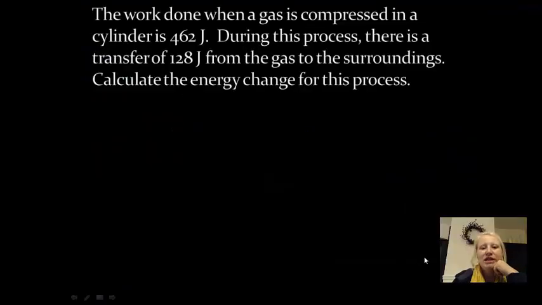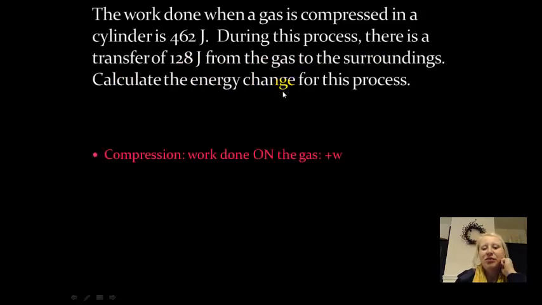Here's one final example. The work done when a gas is compressed in a cylinder is 462 joules. During this process, there is a transfer of 128 joules from the gas to the surroundings. Calculate the energy change for this process. So, since we're compressing, the work is being done on the gas. So W is going to be positive.